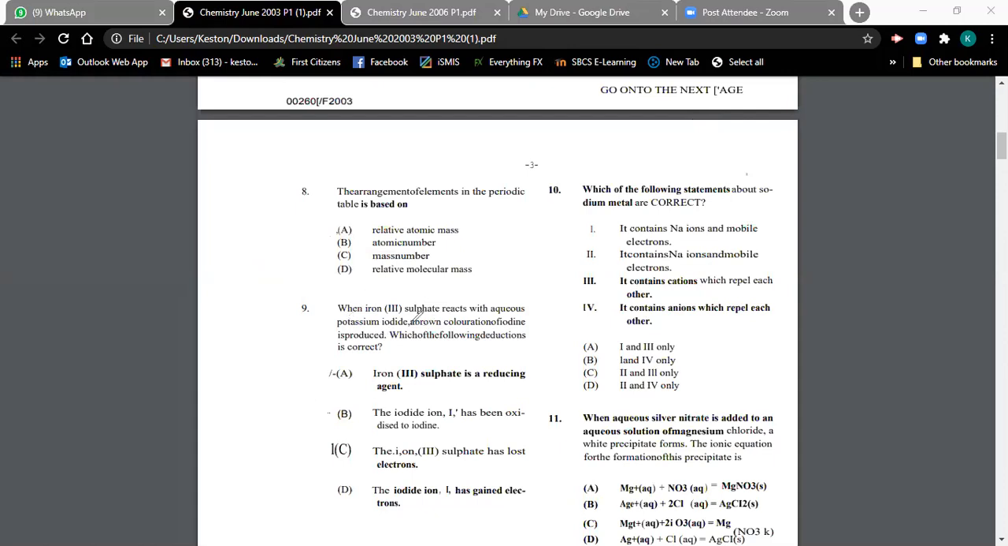9. Iron trisulfate reacts with aqueous potassium iodide. A brown coloration of iodine is produced. Which of the following deductions is correct? So just note, right? Potassium iodide. Iodide here is an anion, right? It has a minus charge because there are more electrons than protons. And then we get this brown coloring of iodine produced.